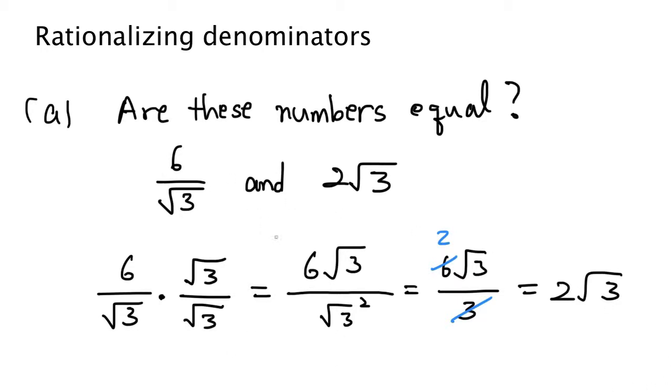So this process is called rationalizing the denominator. In this expression, 6 over square root of 3, the denominator has a radical expression. And after following the steps here, after the computation, we got rid of that radical expression from the denominator.